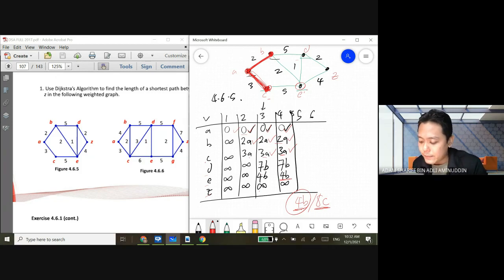Okay. Right now, the unchosen one right now between 7B, 4B and also infinite, which one is the shortest will be 4B yang daripada untuk vertices C. So yang mana? Yang ni. Saya colorkan eh. We choose vertex E right now.